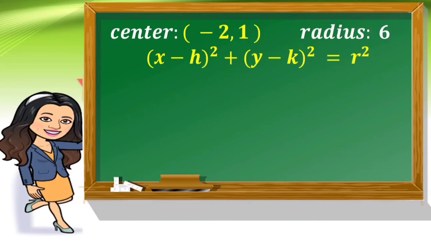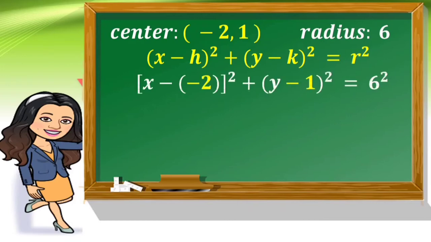Then, substitute those values into the given standard form of the equation of the circle. After that, simplify the expression. This is equal to the square of the quantity x plus 2 plus the square of the quantity y minus 1 is equal to 36. Then, if you have observed, we have binomials being squared. Let us expand those binomials.